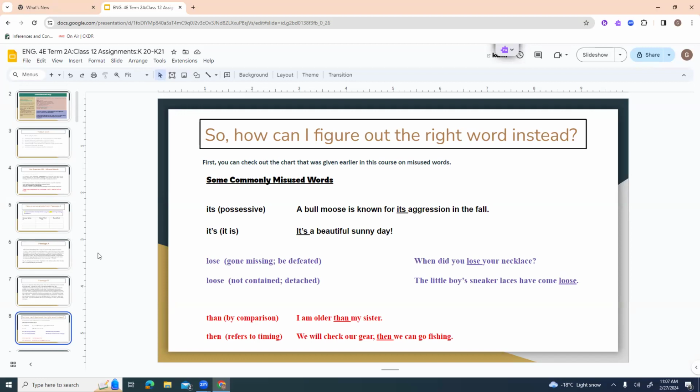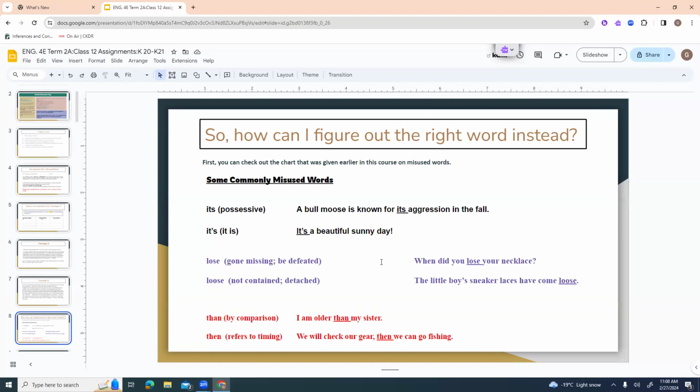If you're not sure, if you're looking at one of them, the thing I would do is if it's got the apostrophe, stretch it out to it is. Does it make sense? Like if I had a bull moose is known for it is aggression in the fall, it doesn't make any sense. So I know that one, ITS, is correct. Okay. That's one way to check things.